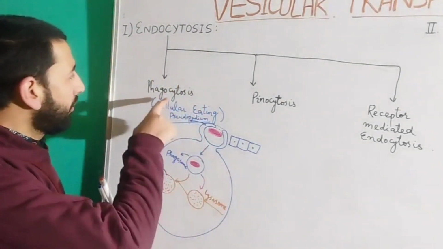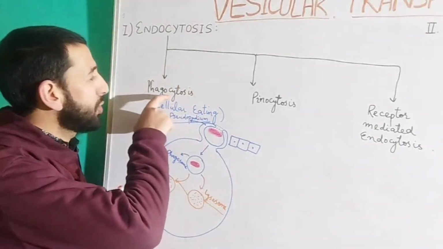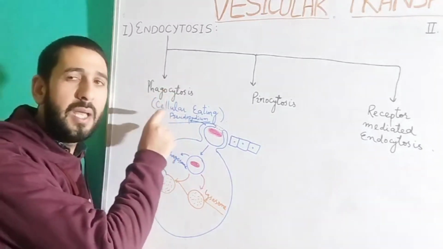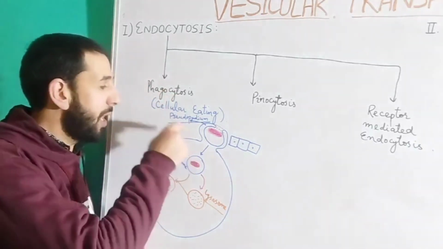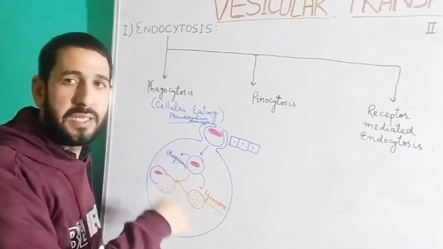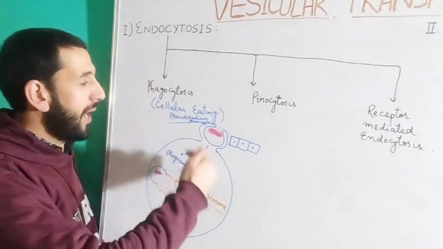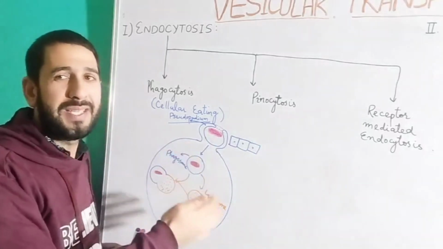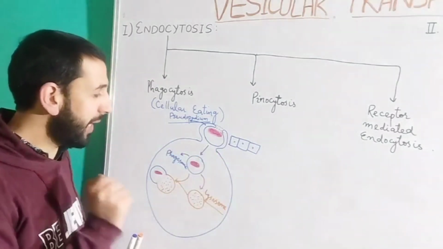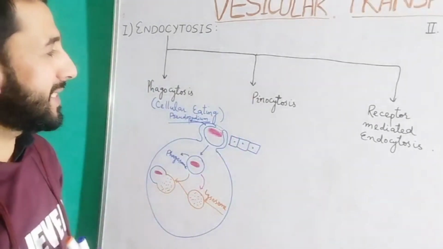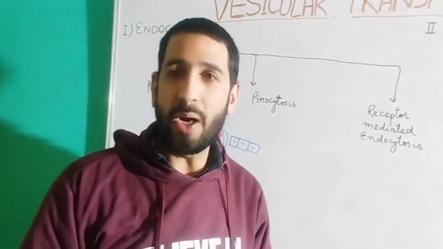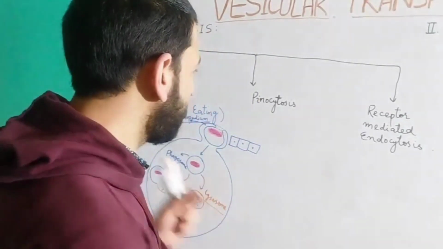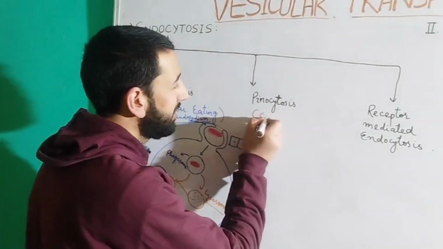So we have done the first part of the endocytosis, that is called phagocytosis, and phagocytosis is simply cellular eating. This phagocytosis process is shown by the white blood cells, the neutrophils, the macrophages, and they show this process of phagocytosis for taking the bacteria or that microorganism into the cell. Right. Now, we have to talk about the second type of endocytosis, that is called pinocytosis. Now, pinocytosis, just like phagocytosis is cellular eating, is actually cellular drinking.